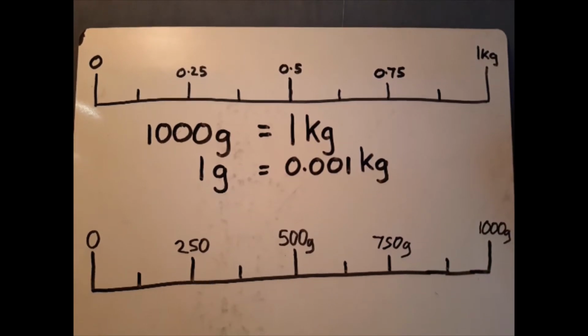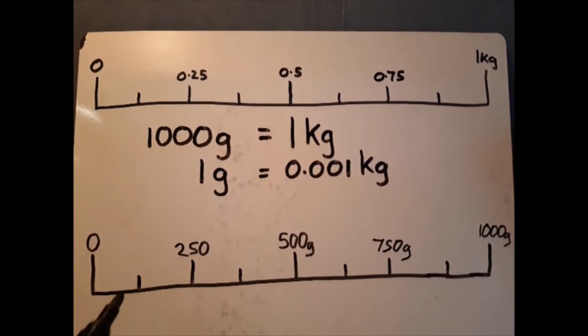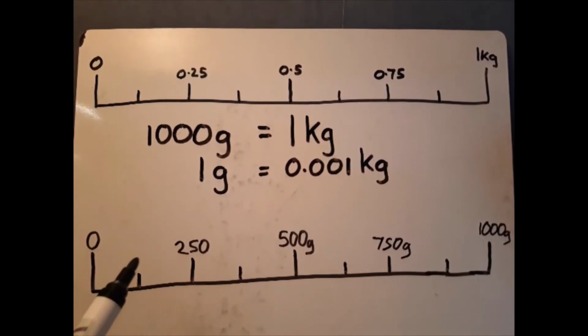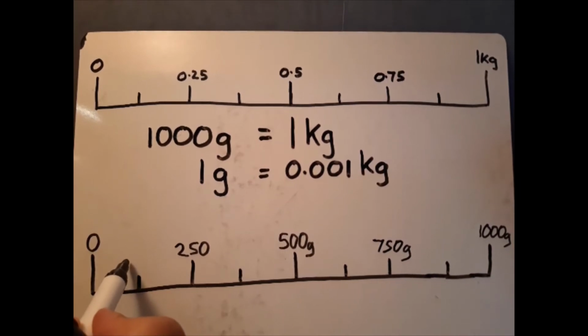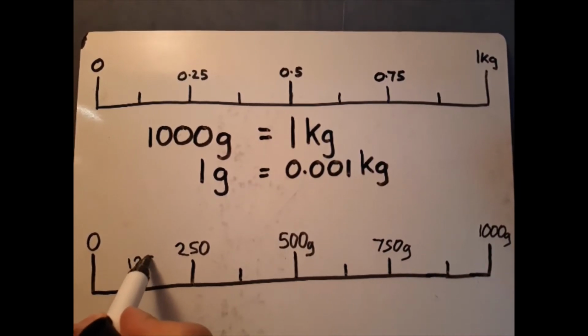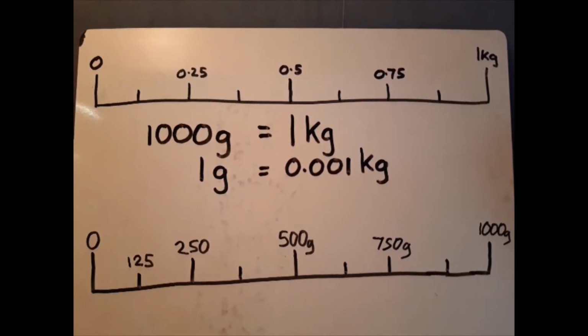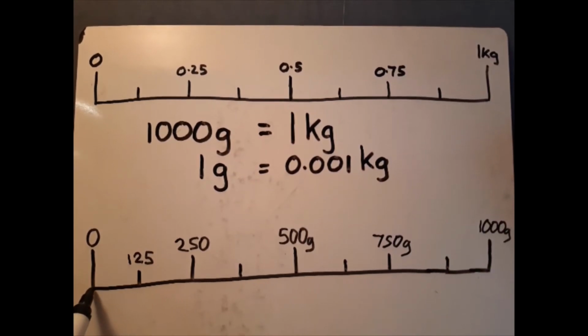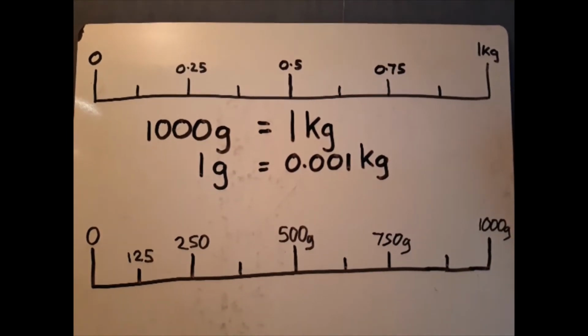Now then, what do we do about all these small divisions? Well, if we start down here and we think about this one, what's halfway between 250 and 0? What's half of 250? Well, I know that half of 250 is 125. So that means that all these divisions here are equally worth 125. So from here to here is 125, from here to here is 125, all the way up the graph.